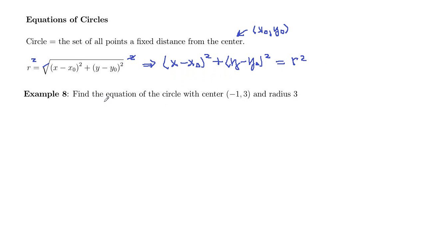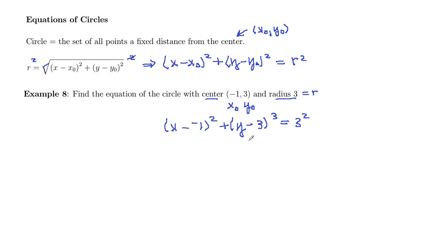So in example 8 here, we want to find the equation of the circle with the center -1, 3 and radius 3. So this is telling us that our x0 is -1, our y0 is 3, and r equals 3. So we'll go ahead and plug in here. So we have x minus x0, so x minus -1 squared plus y minus y0, which is 3, and that gets squared, and it equals r squared, 3 squared. Okay, so there's our equation of the circle.